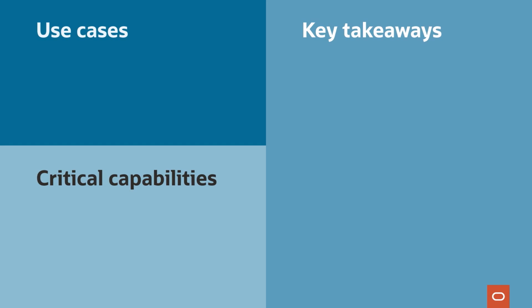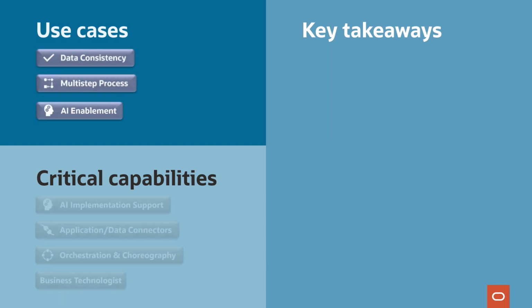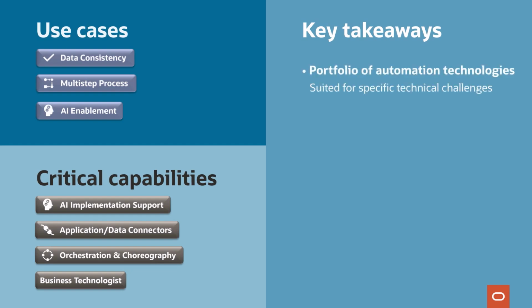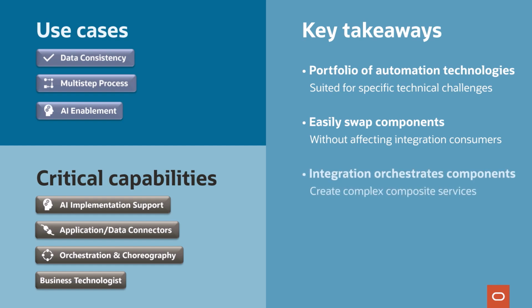Recap time. We illustrated several use cases and critical capabilities. The key takeaways are: Oracle integration includes a portfolio of automation technologies suited for specific technical challenges. Encapsulating automation components within an integration makes it easy to swap components without affecting consumers of the integration. An integration is used to orchestrate connectivity and automation components into a composite service, regardless of the solution's complexity.